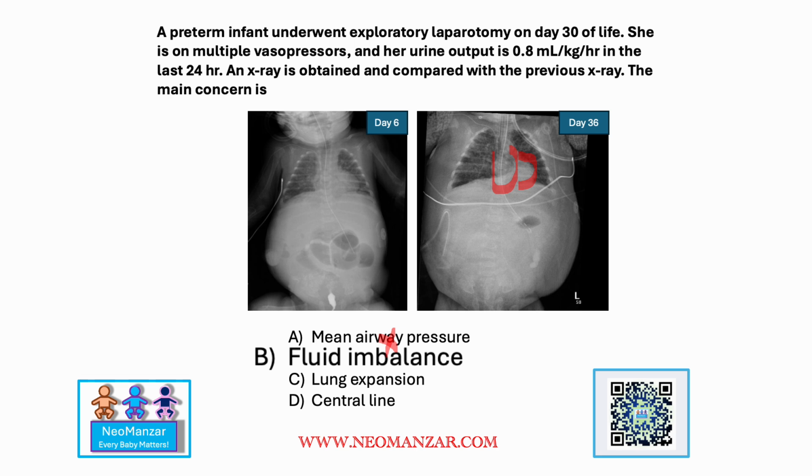Now what about lung expansion? We already covered that. The lung expansion looks okay. It doesn't look concerning for now. Now what about the central line? For the central line, you have to follow the right line here. It's coming there and it sits at the junction of the superior vena cava and right atrium, which is a good position. So you don't have to worry about that as well.